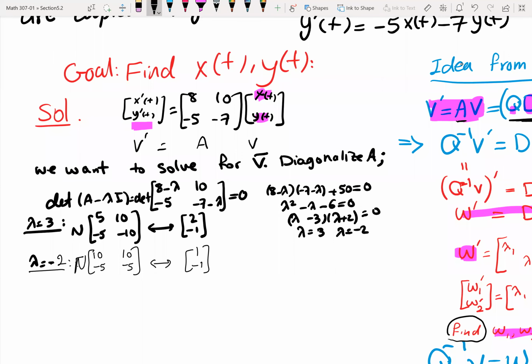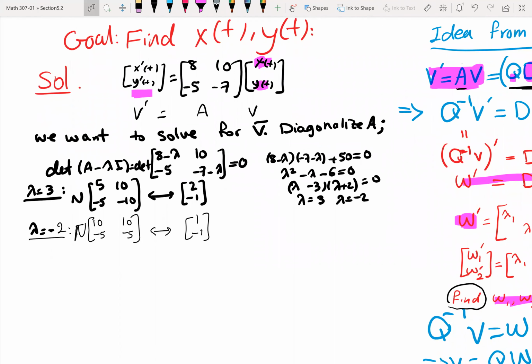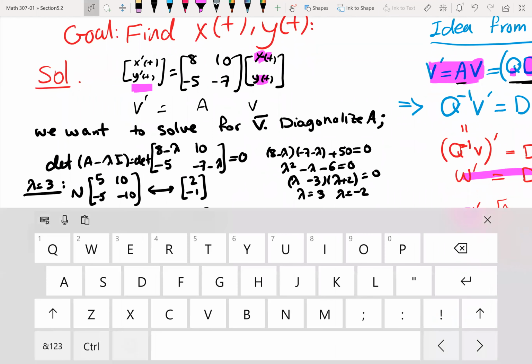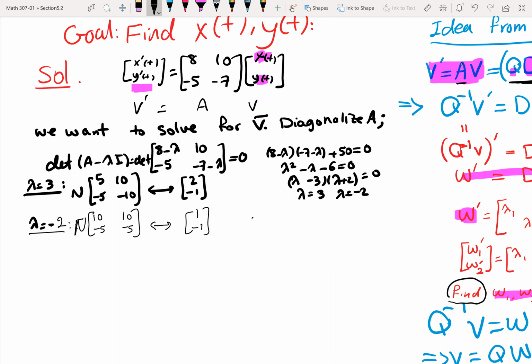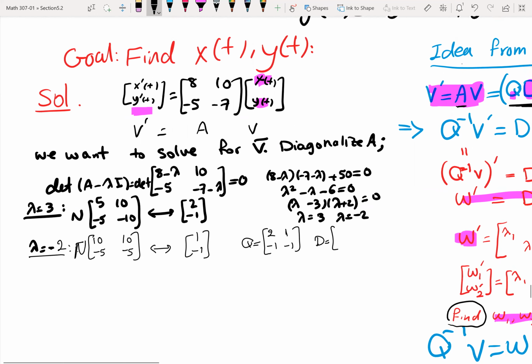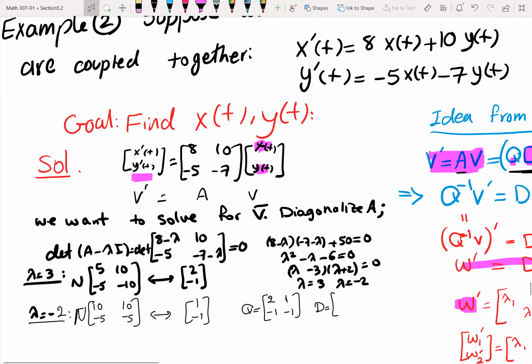This is just really the algebra behind this. So that gives me the Q. The first eigenvector that I got was 2, negative 1. The second one I got is 1, negative 1. The diagonal matrix, let's scroll down so we can see the questions.